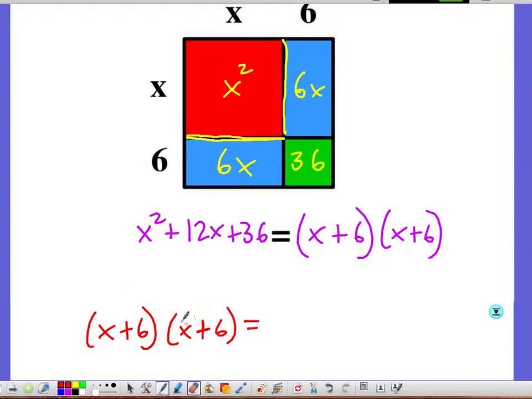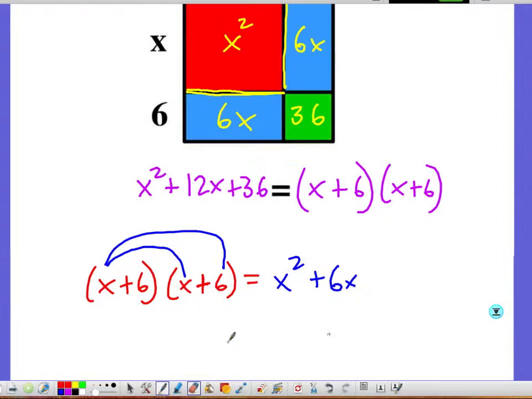X times x. So first we need to distribute the x. So x times x gives me x squared. X times 6 gives me 6x. Alright, now we have to distribute the 6. So here we have 6 times x, which is 6x. And then 6 times 6, which gives me 36.